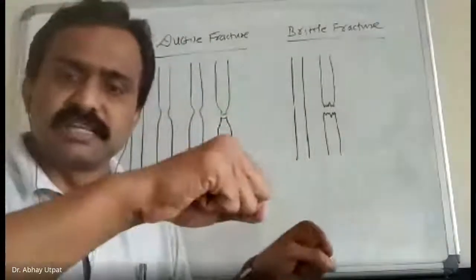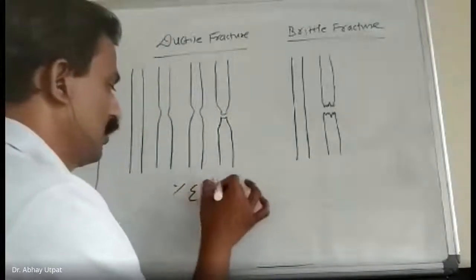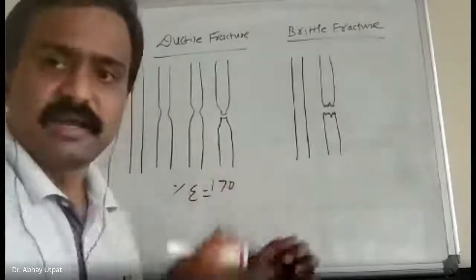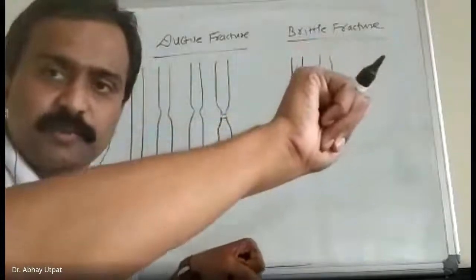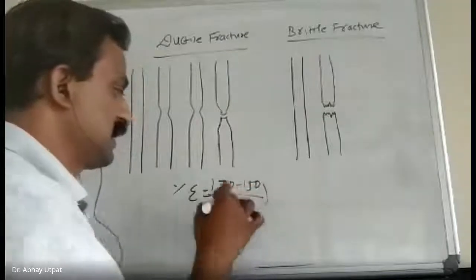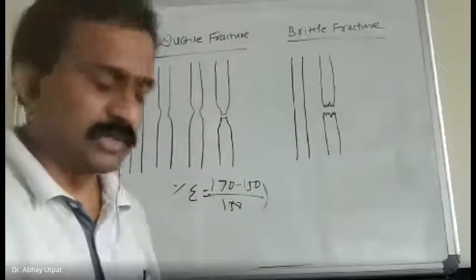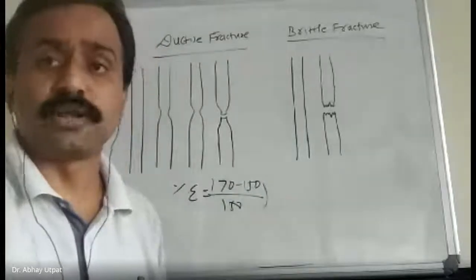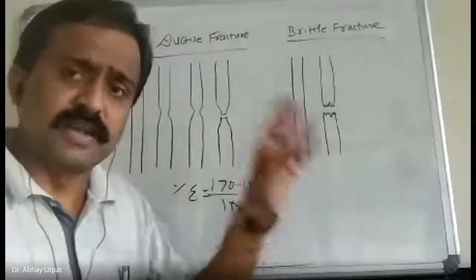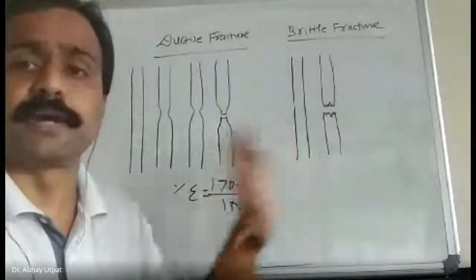So how do we calculate percentage elongation? Percentage elongation is equal to final gauge length minus initial gauge length, upon initial gauge length. Suppose the initial gauge length is 150 and it becomes 170, it became longer before breaking. So 170 minus 150, divided by 150. In this way you will get percentage elongation. Ductile material shows good elongation. Brittle material shows very negligible elongation. But many times ductile material fails in a brittle manner.